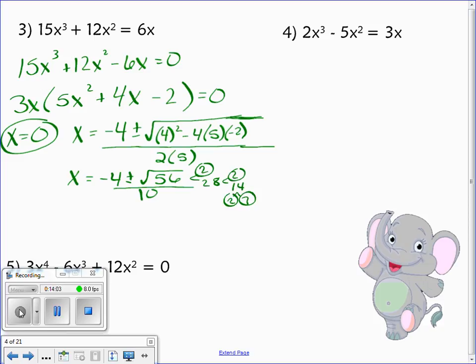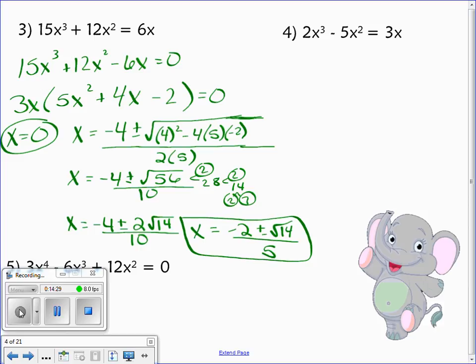No. So we get x equals negative 4 plus or minus, what do we get here? Over 10, that's what I heard. Good, these all can be divided by 2. So x equals, divide by 2. She did well with the quadratic formula.